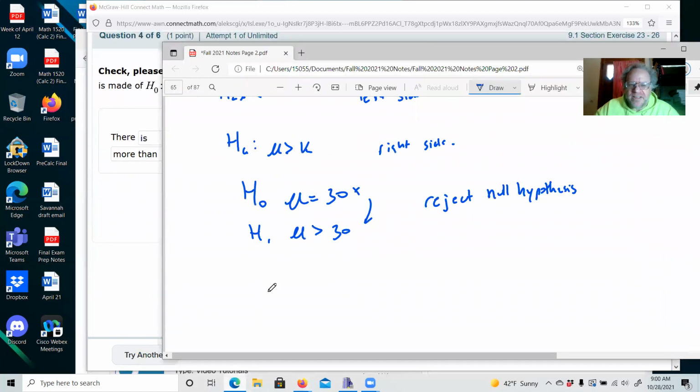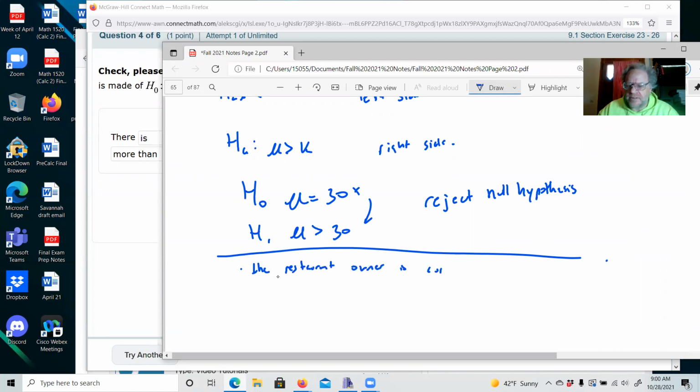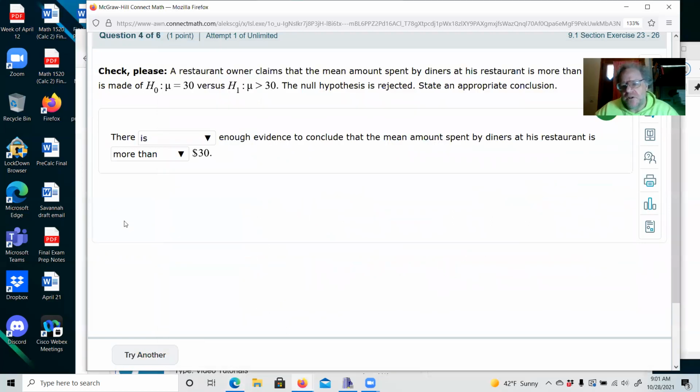If you were to write this, on this thing, you could write something like, "Restaurant owner is correct. People spend more than $30." You don't have to be quite this formal about it, but in the problems, they'll tell you to be formal.